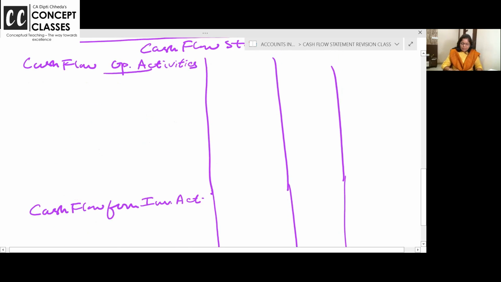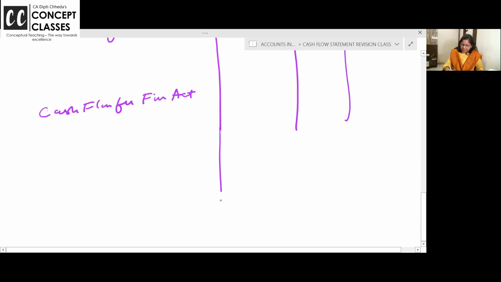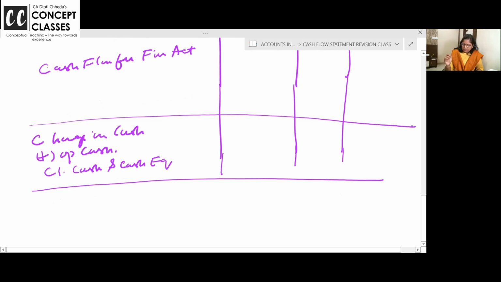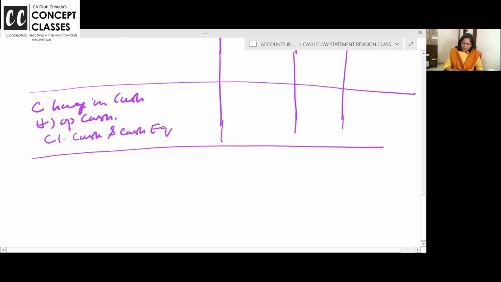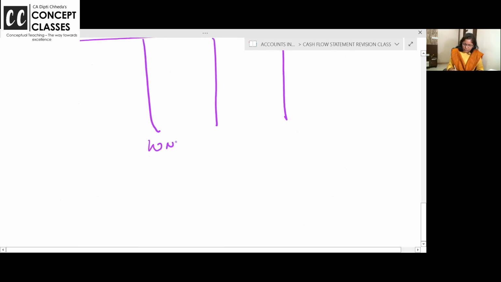Cash flow from operating activity is more than half a page for add less. Investing activity is fine. Financing activity. And in the end, change in cash and cash equivalent. Add opening cash and cash equivalent. You get the closing cash and cash equivalent. ठीक है? Supported by working note 1. Plant and machinery account बनाओ T format. Working note 2. Accumulated depreciation account.